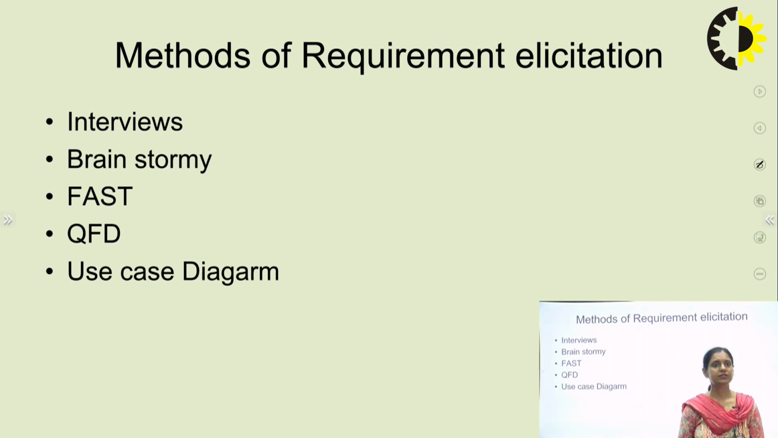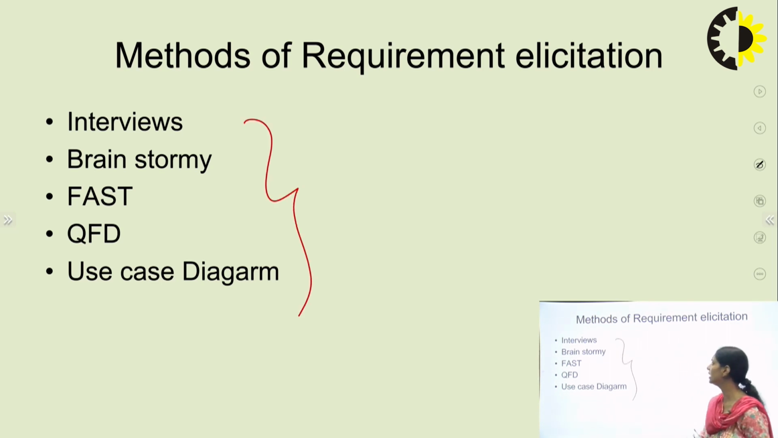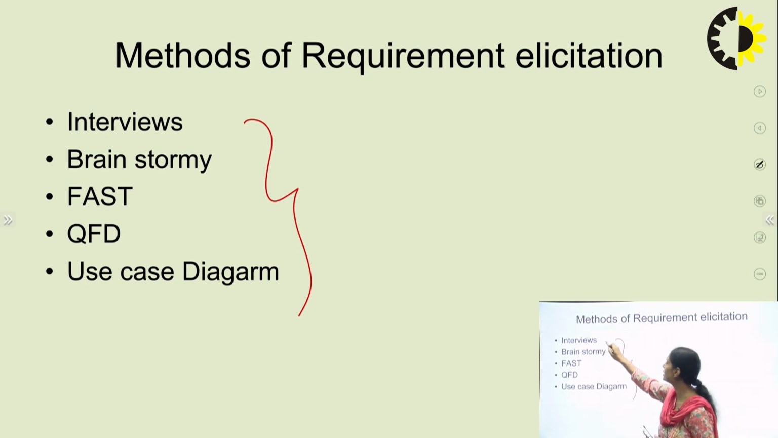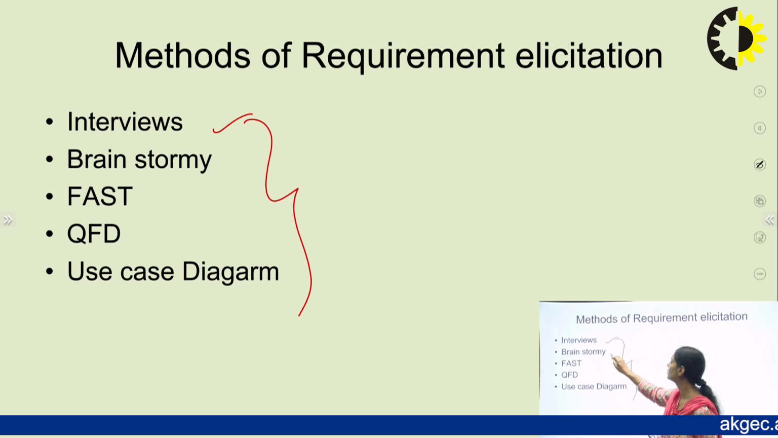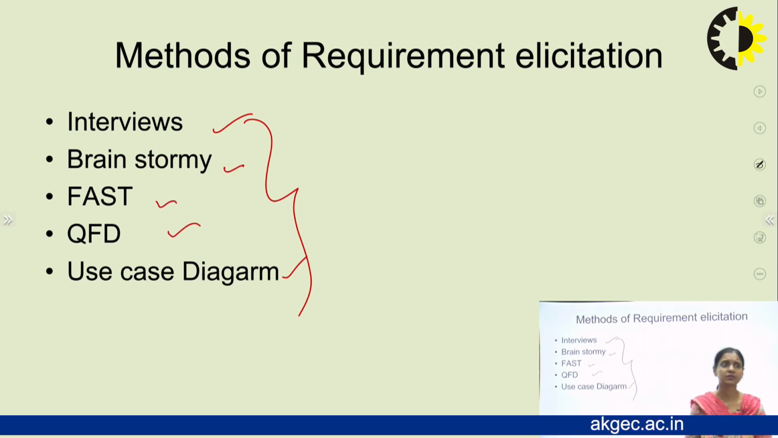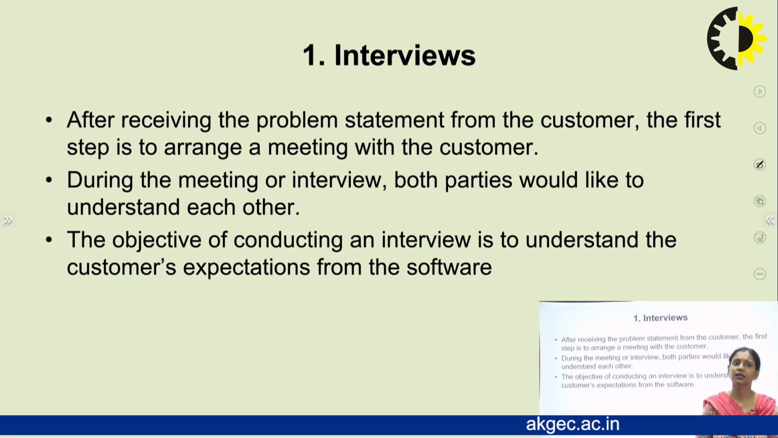Now, the question arises, how do we identify the requirements from the user? So, we have different methods. These are the 5 methods which help to identify the requirements of the user. The first one is by conducting interviews, brainstorm sessions, FAST, QFD and use case diagrams. So, the first one is the interview.